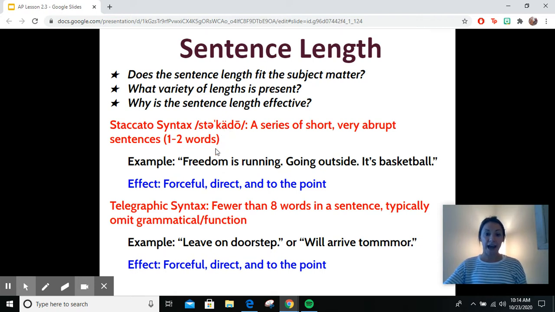So staccato syntax, it's a series of short, very abrupt sentences. They're 1 or 2 words, right? Maybe 3 in a sentence. The effect of this, meaning it's forceful, it's direct, and it gets to the point.